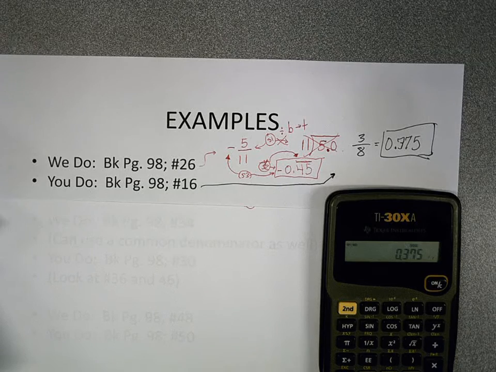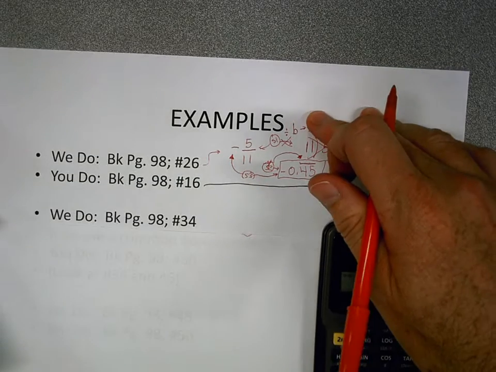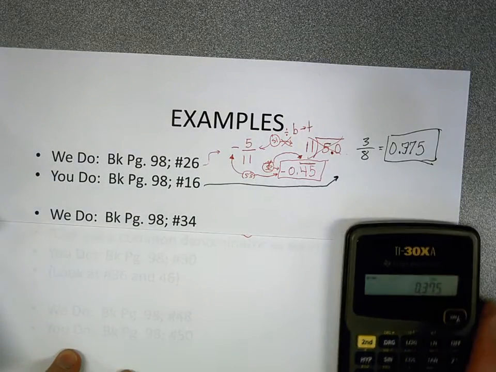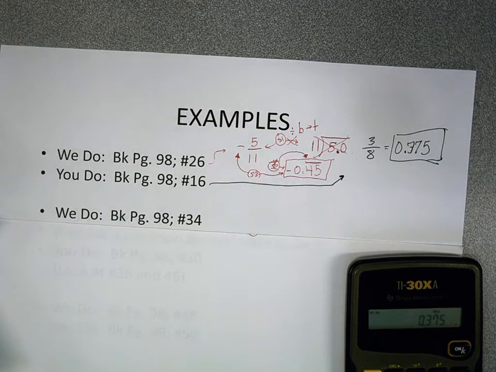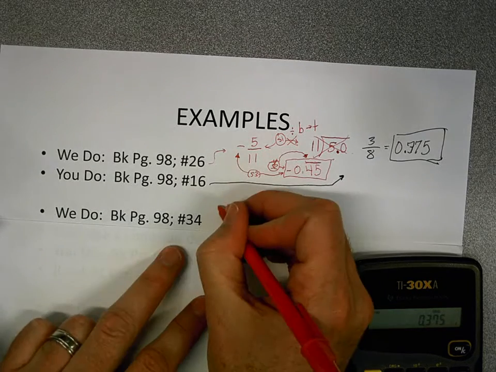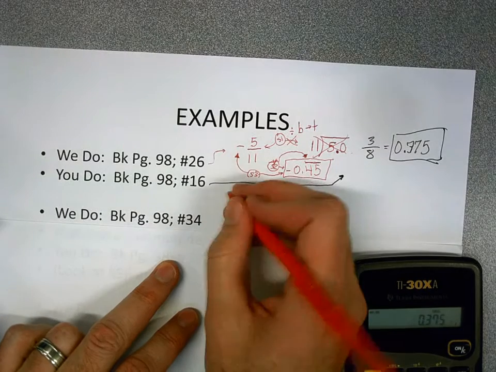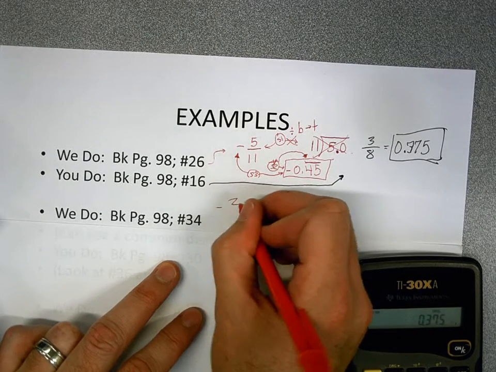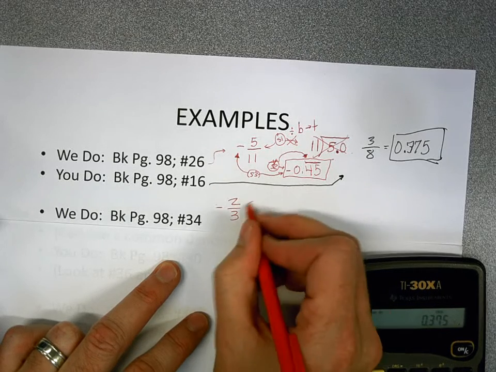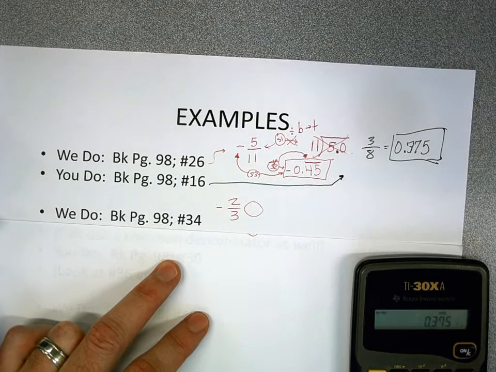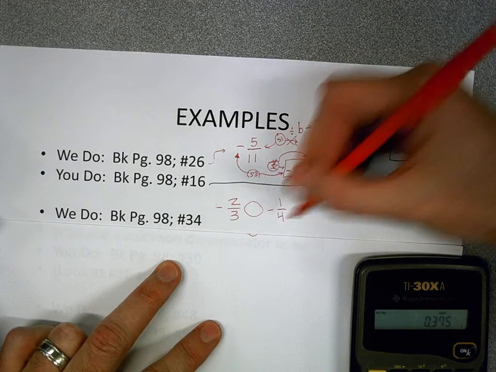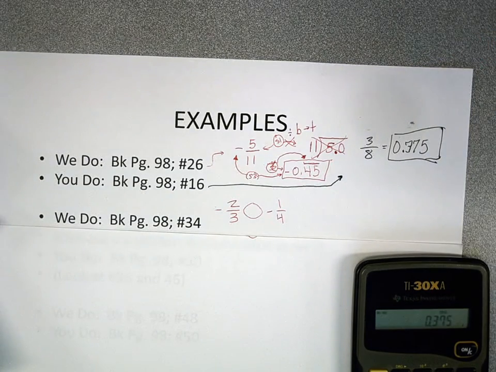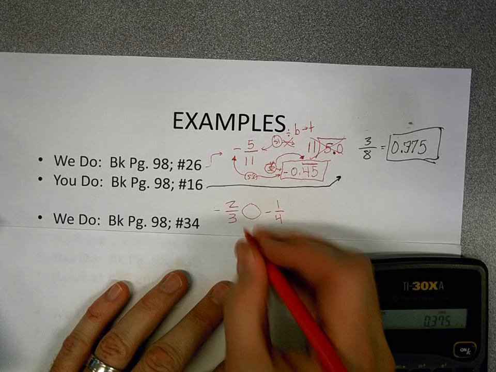All right, let's take a look then at the next type of problem, okay? Page 98, problem 34. Okay, so in this section, you're having a comparison problem, right? So you have negative 2/9, and it's being compared to the size anyway. The value is being compared to negative 1/4. Okay? Oops, I said 2/9, right? 2/9.